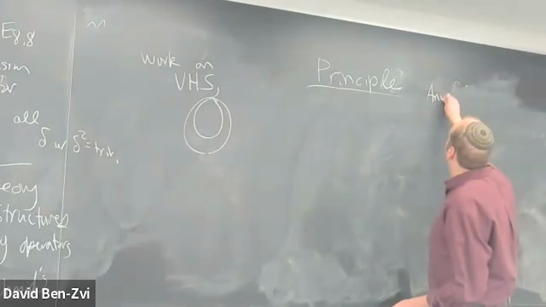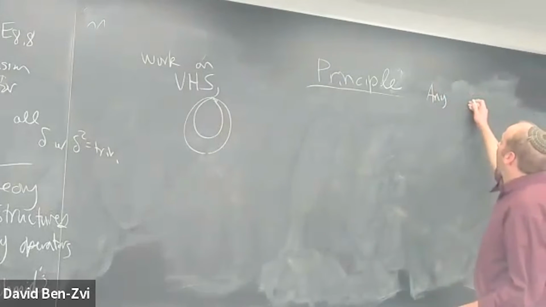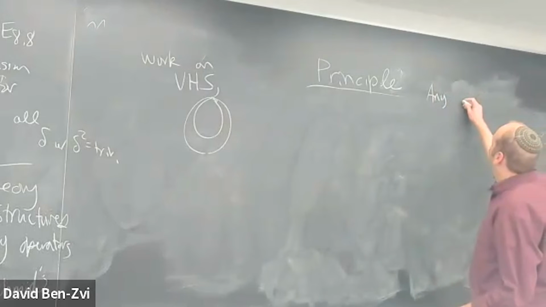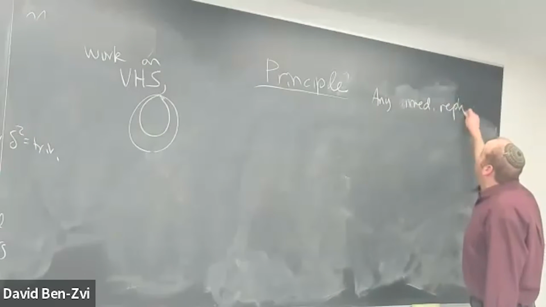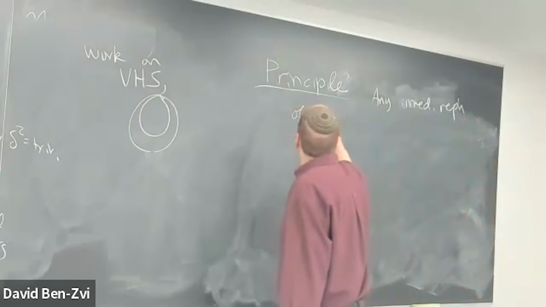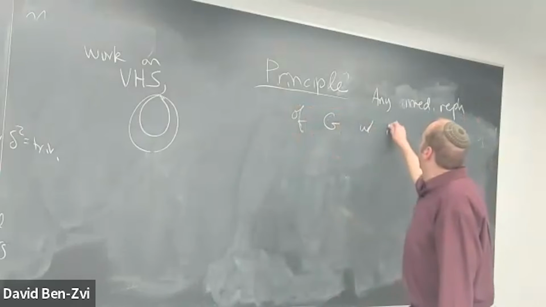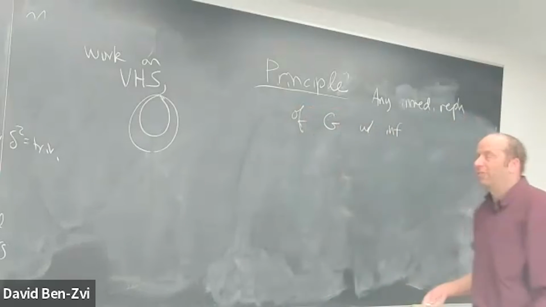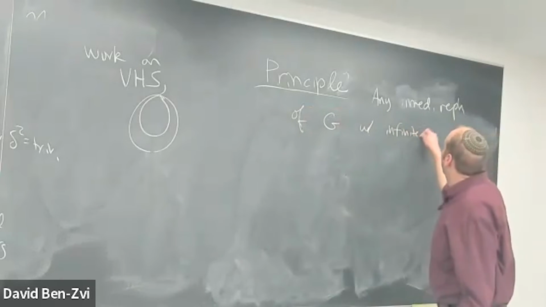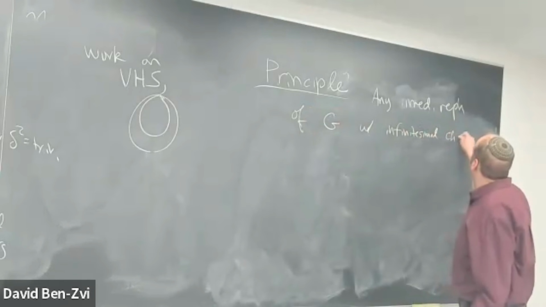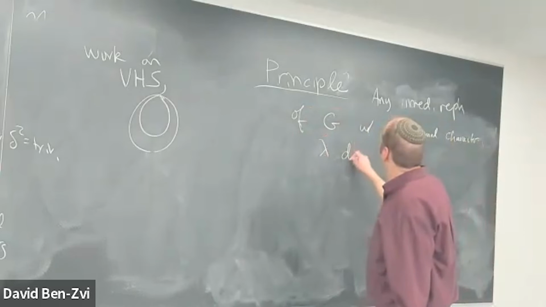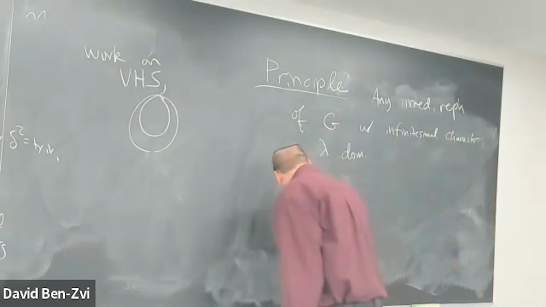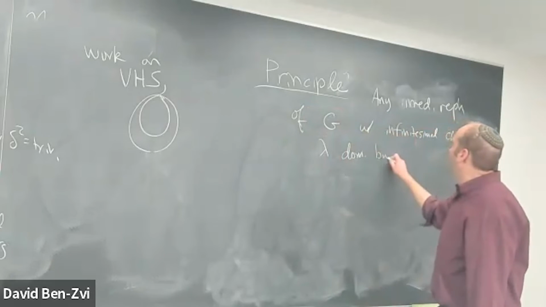Okay, so any useful representation of G, with this lambda thing in general being the infinitesimal character. Dominant, no system is dominant, right? But not in the FPP.